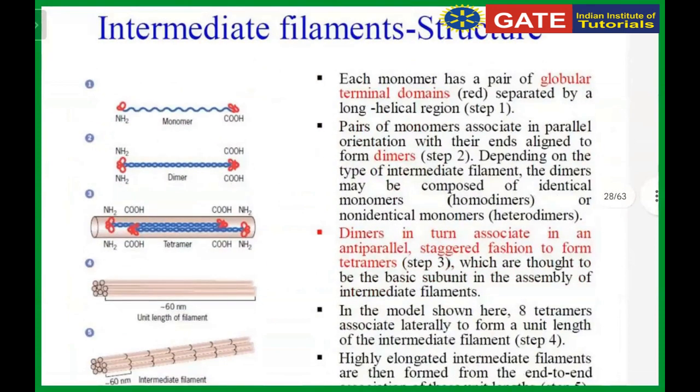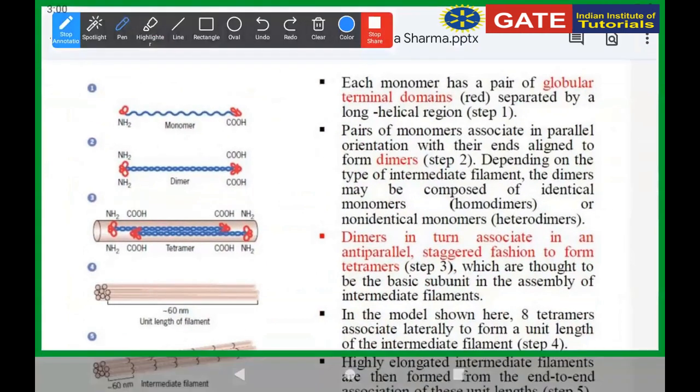Now we'll discuss the structural arrangement of intermediate filaments. First there is a linear polypeptide, one protein that is linear in structure. That is a monomer. One end is the N terminal, the other end is the C terminal. Two proteins joined together is called a dimer.